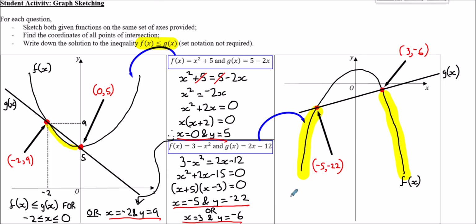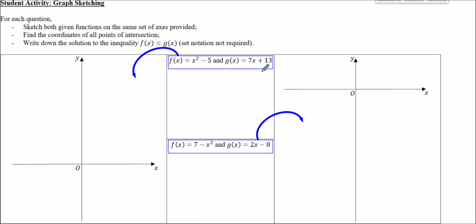So therefore we just need to say now that f of x is less than or equal to g of x for when x is less than or equal to minus 5, or where x is equal to or greater than 3. And that's this one completed. Now we move on to the last couple of questions of these types.